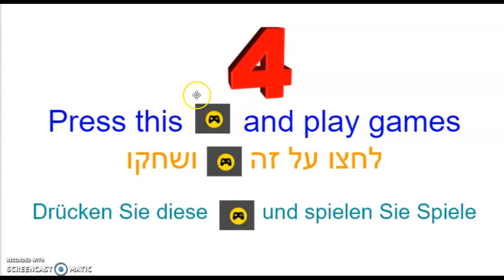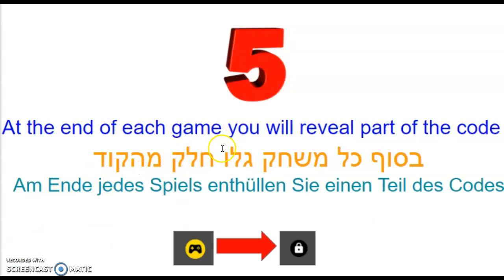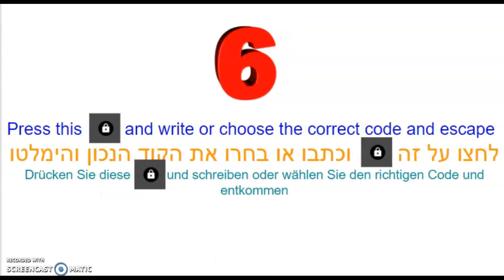is the gaming button. This is the best button of all because when you press this button, you can play games. But unlike regular games, when you press this button, at the end of each game, you will reveal part of the code that you need to unlock the lock in order to escape. So, when you press this lock, you will need to write or choose the correct code and escape.